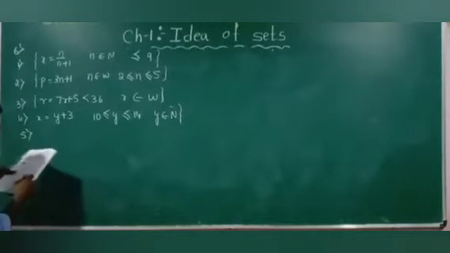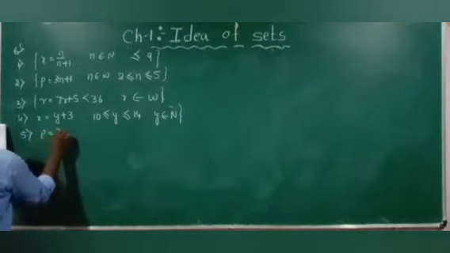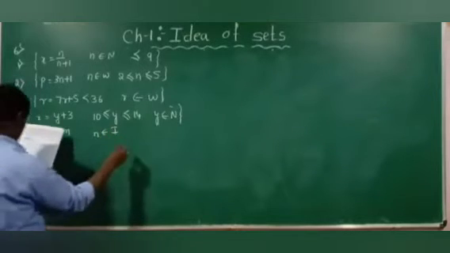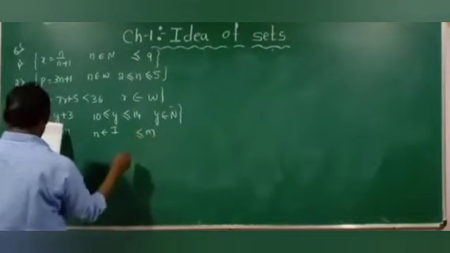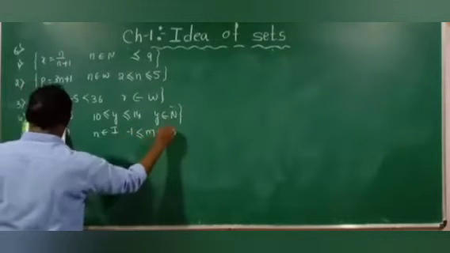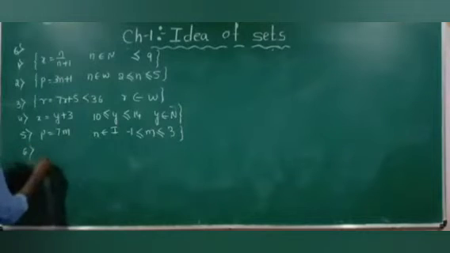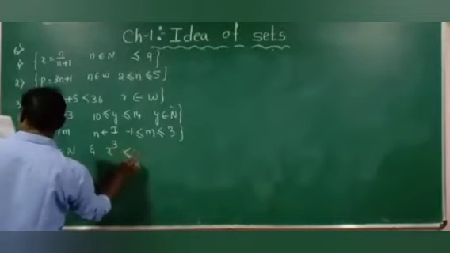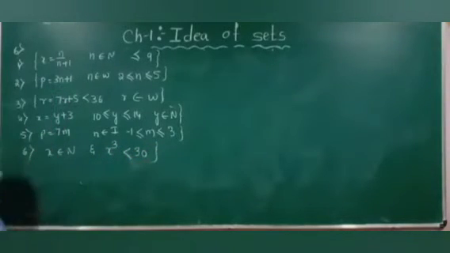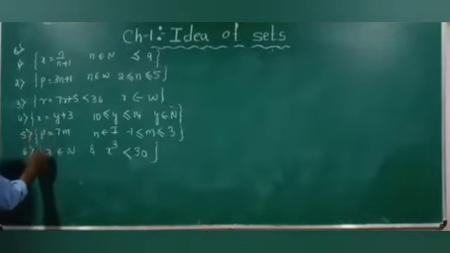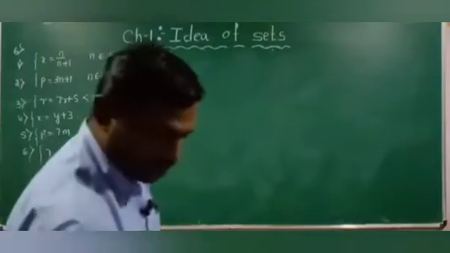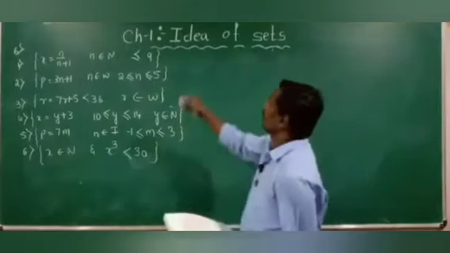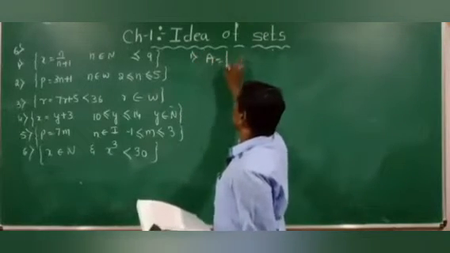Fifth one, p is equal to 7 times m, where m belongs to integers, m is greater than or equal to -1 and less than or equal to 3. Sixth one, x belongs to natural numbers and x cube is less than 30. For all these given statements, you need to write the elements in tabular form. See the first statement. I am considering it as set A.